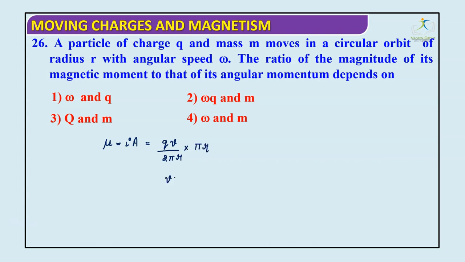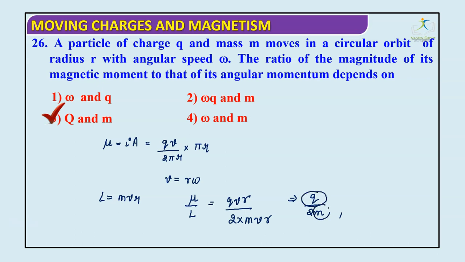So from basics we know already v equals r omega. So mu by L, that is the angular momentum, L equals mvr. So from here we can say mu by L equals qvr divided by 2 into mvr. Understood? So from here we can get the value q by 2m. From here we can say the correct answer for this question is q and m. Its angular moment depends on the value, as we can see, q and m. This is the final answer, q and m.